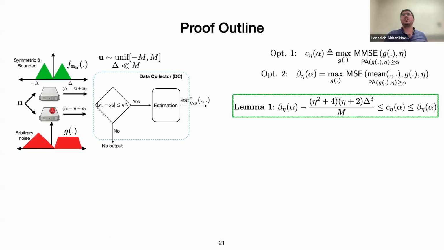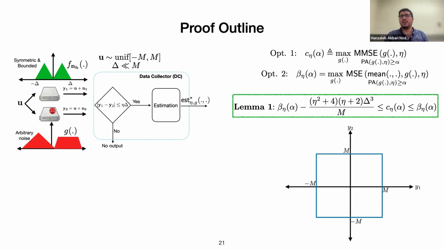Okay. Let's talk about the proof outline. In lemma 1, we try to find the relationship between optimization 2 and optimization 1, and we claim that we have this relationship between them. Again, it's a surprising result because in optimization 1, the estimation function depends on the noise distribution, while in optimization 2, it is a fixed estimation function. So it's a little weird. How can we relate these two problems together?